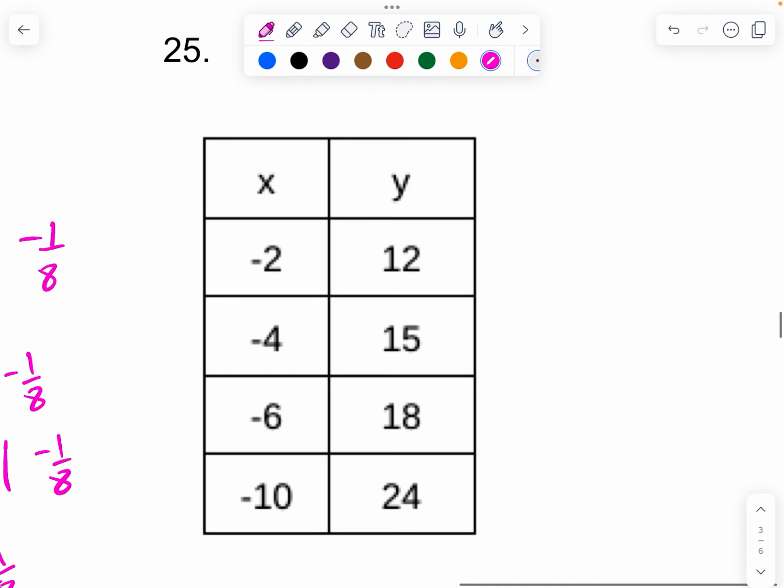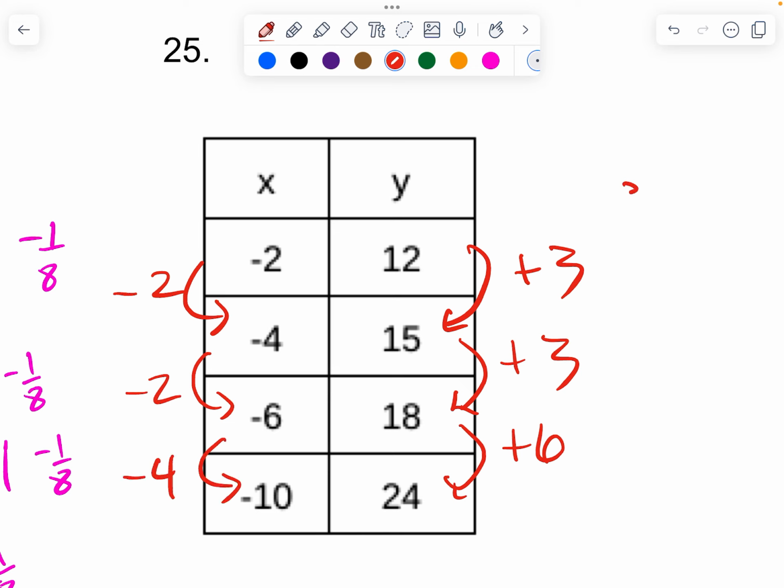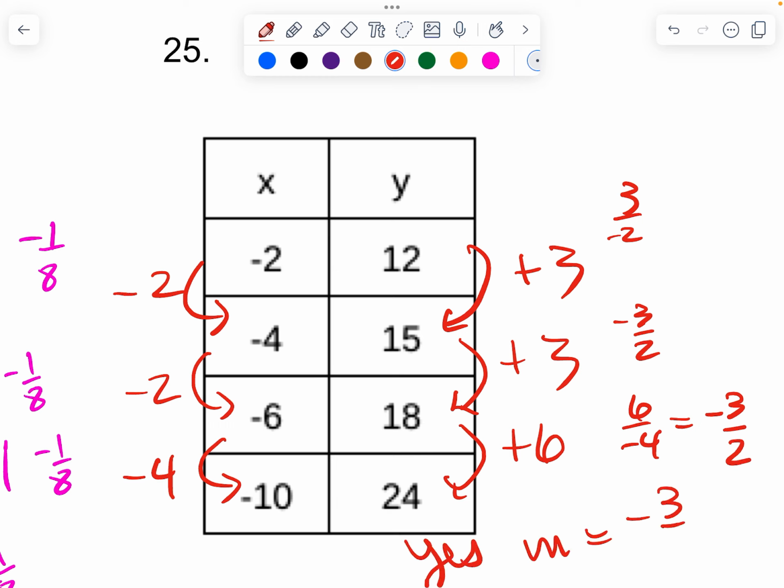And this one, oh no, let's do red. This went up by 3, up by 3, up by 6. This went down by 2, down by 2, down by 4. 3 over negative 2, 3 over negative 2, 6 over negative 4, which reduces to the same. So yes, because the slope is negative 3 over 2.